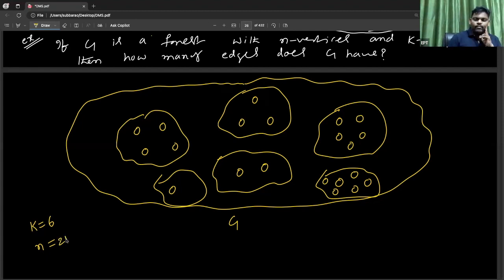Are you okay? And one more. This is component K1, component K2, component K3, component K4, component K5, component K6. The total graph name is G. Now see the interesting part, this is the major key point.